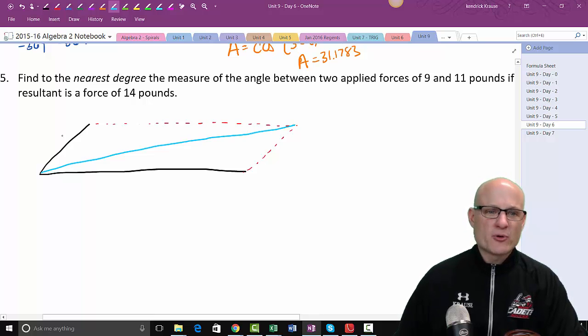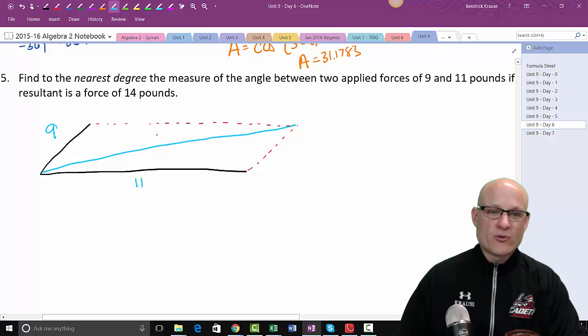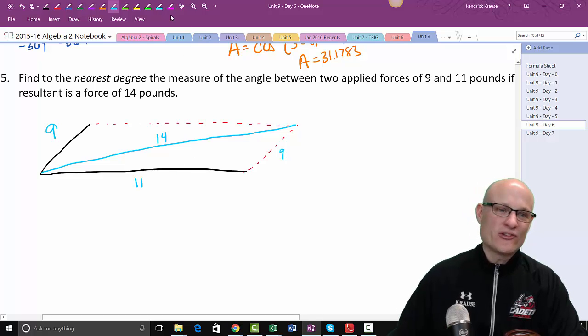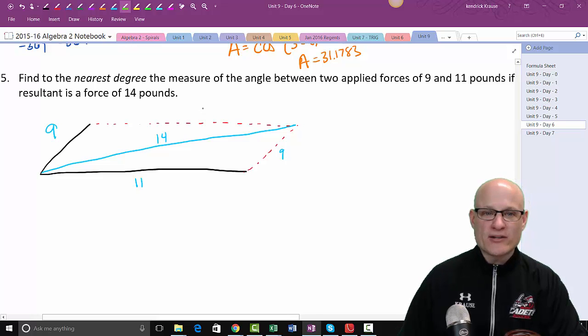All right, so the two applied forces are 9 and 11, and the resultant is 14. So 14, 9, and again, I'm in the side situation, so this is guaranteed I'm going to be using law of cosines. Now, what do I want to find? Find to the nearest degree the measure of the angle between these two forces. So I want to find this one.